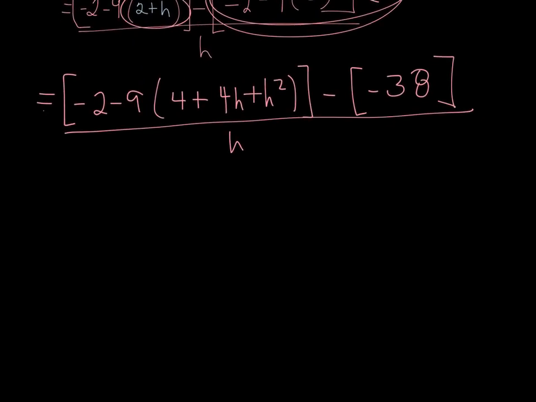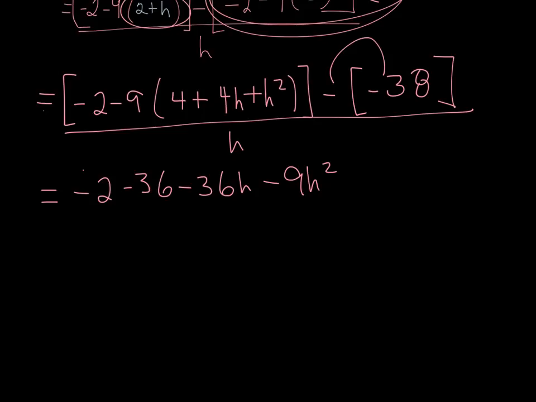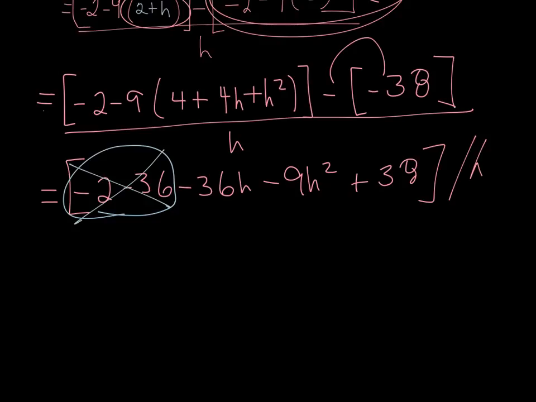So now I'm going to start to distribute. So I have -2 minus 36 minus 36h minus 9h squared. This negative and that negative makes a plus 38. And of course, all of this is still over h. This becomes -38, which cancels with that positive 38. Remember, I said in class that should always happen. The numbers should always cancel, so I only have things left in terms of h.